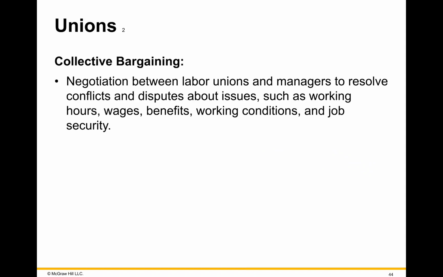Collective bargaining is the negotiation between labor and managers to resolve conflicts or disputes about issues such as working hours, wages, benefits, working conditions, and job security. Once an agreement that union members support is reached, union leaders and managers will sign a contract and spell out all the terms in that agreement. So there is a bargain between the unions and managers.